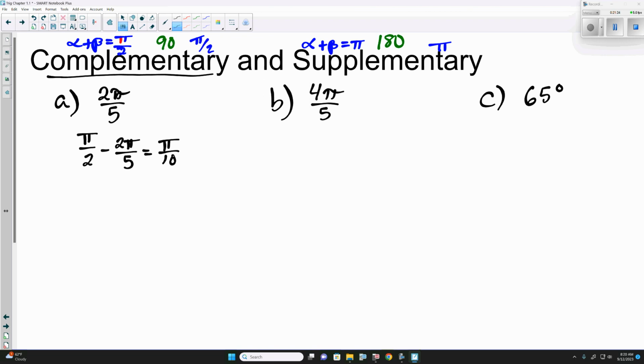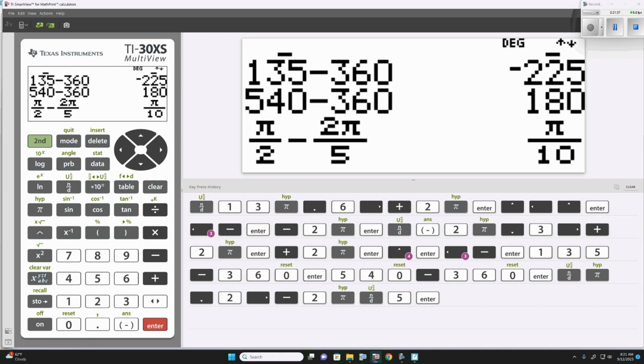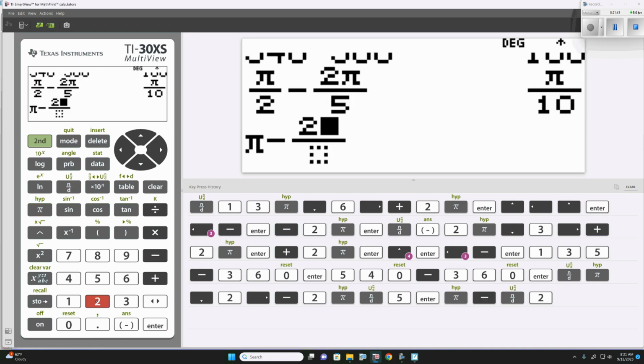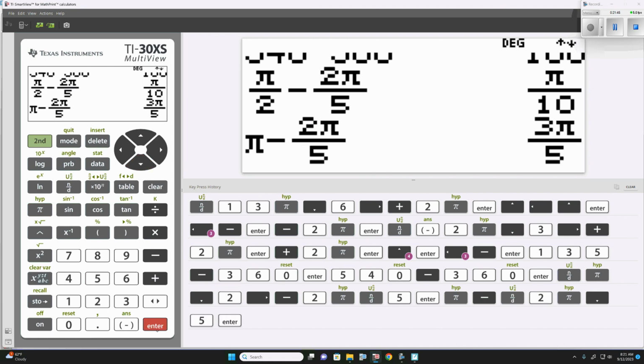Now if we want to find the supplement, instead of subtracting it from pi over 2, we just subtract it from pi. Which gives us 3 pi over 5.